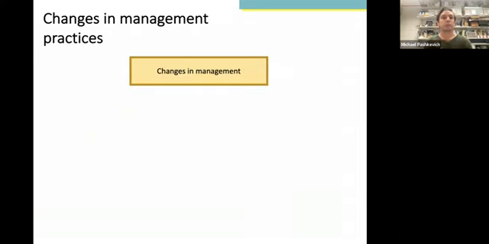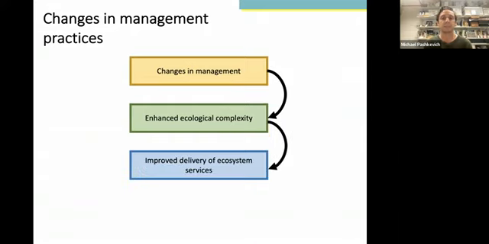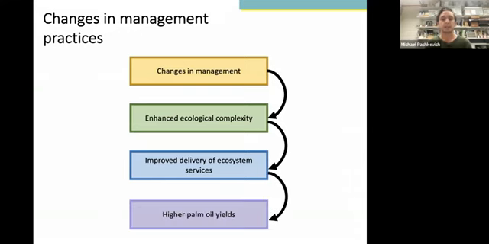So again, just to recap now as I move from an introduction into my own research, the mechanism for my research is to see how changes in oil palm management translate into enhanced ecological complexity, therefore improving the delivery of key ecosystem services, such as pollination or pest control or decomposition, therefore leading to more sustainable but still high-yielding oil palm systems.